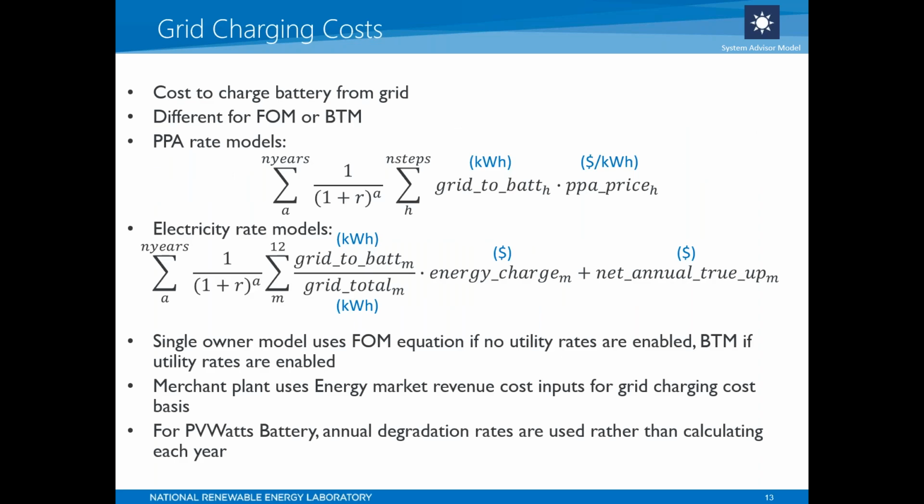If we are charging the battery from the grid, the cost of that charging can depend on whether we're specifying those charges by a PPA rate, in which case we know the PPA price in each year and can use that price to determine the cost of charging based on how much is charged from the grid to the battery. If we're using an electricity rate, then we can look at our utility bill, take the energy charge component of the bill in a given month of each year of the project, add in any annual true-up statements that could occur in that given month, and use that to determine the total cost of charging the battery from the grid in that month of that year.